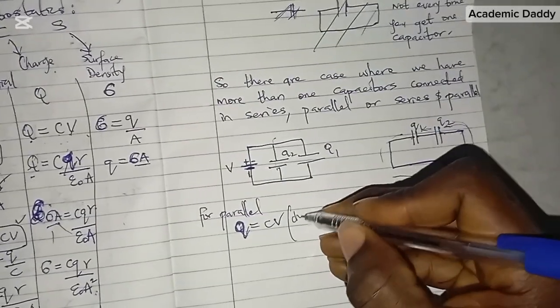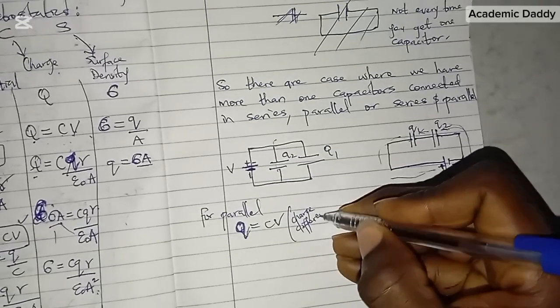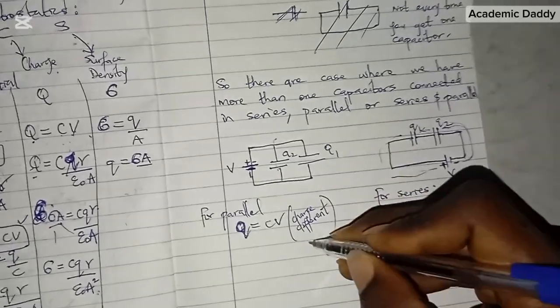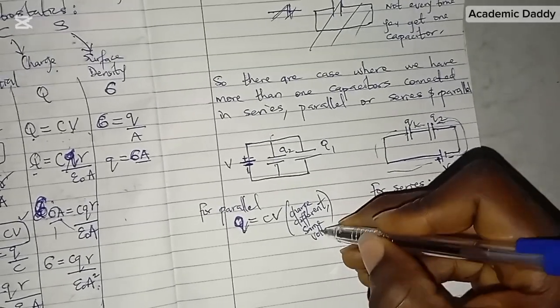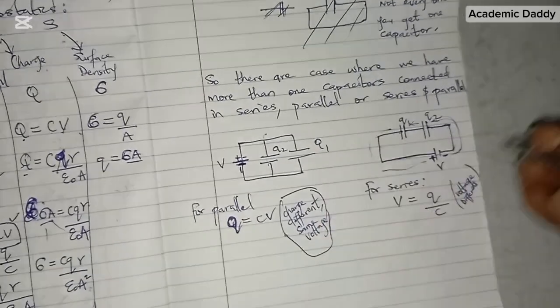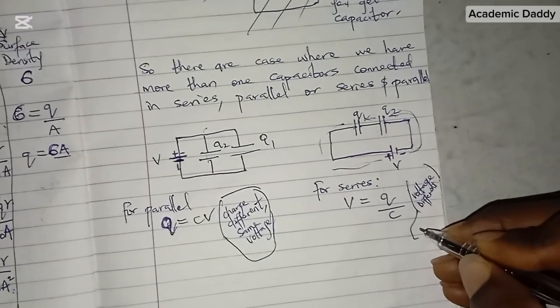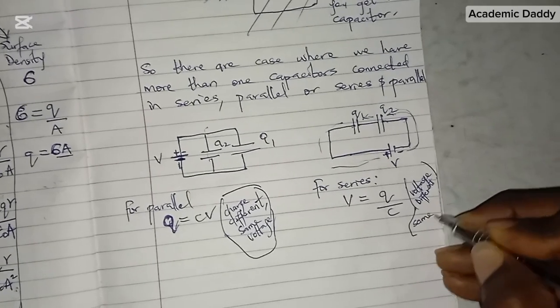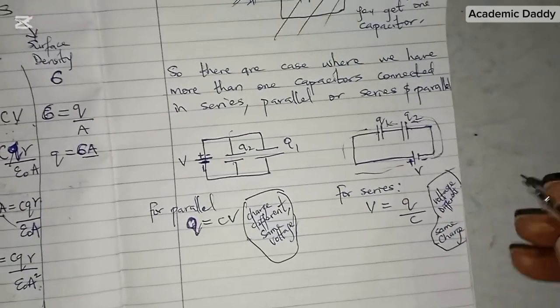Here, charge is different. So that means that it has the same voltage or same electric potential. But here, it has different voltage and then the same charge. When we start calculation, you will understand better. But note how we are deriving the formulas.